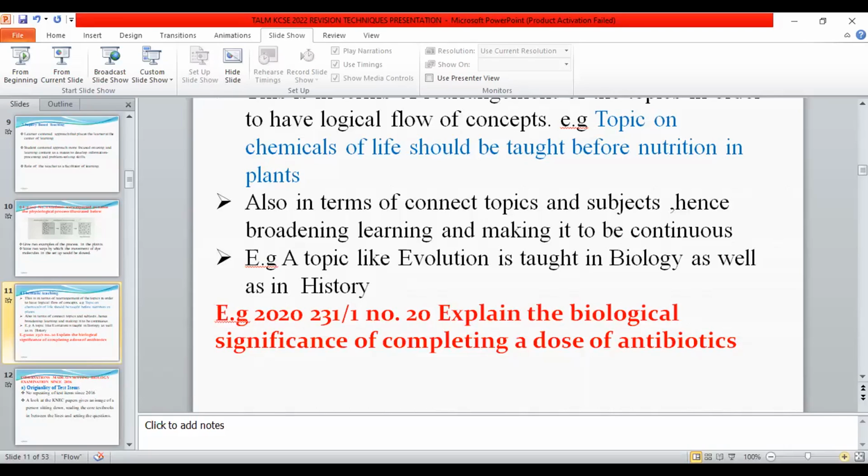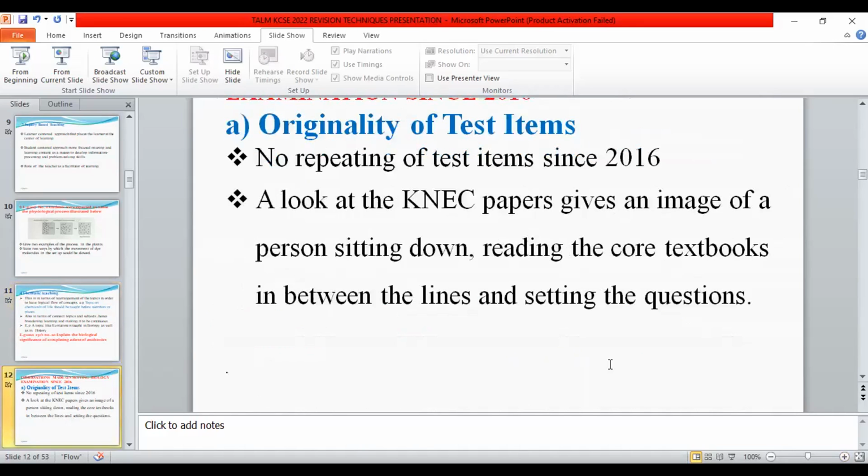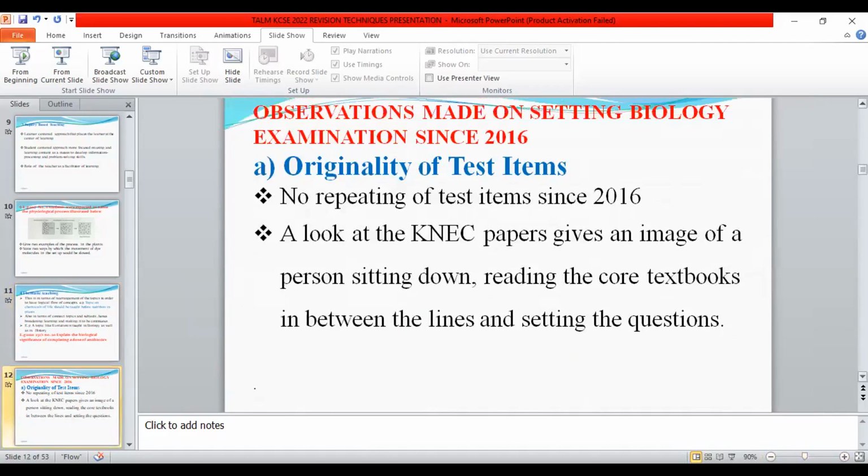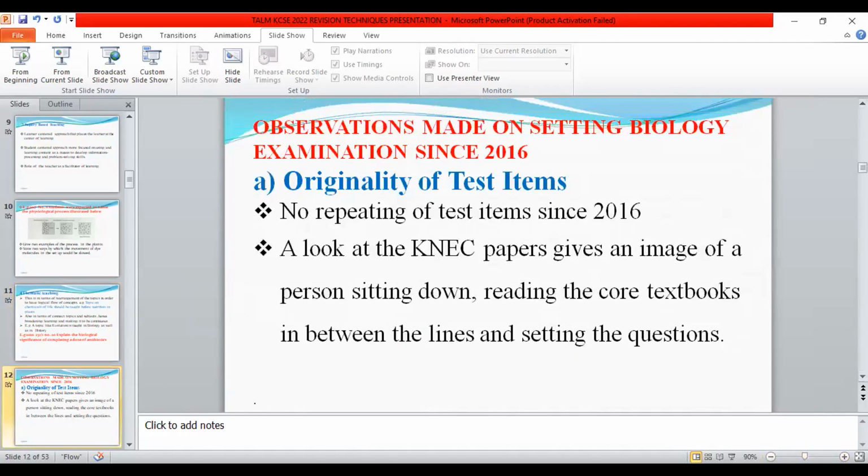I want us now, maybe those are just a few of the methodologies. I know we have many methods that you can use, but generally you find that the modern examination that we have is based on those methodologies. I want us now to go to the next slide on the observations that have been made from when we started the exam that was set in 2016. So we moved to the observations made on certain biology examination since 2016.